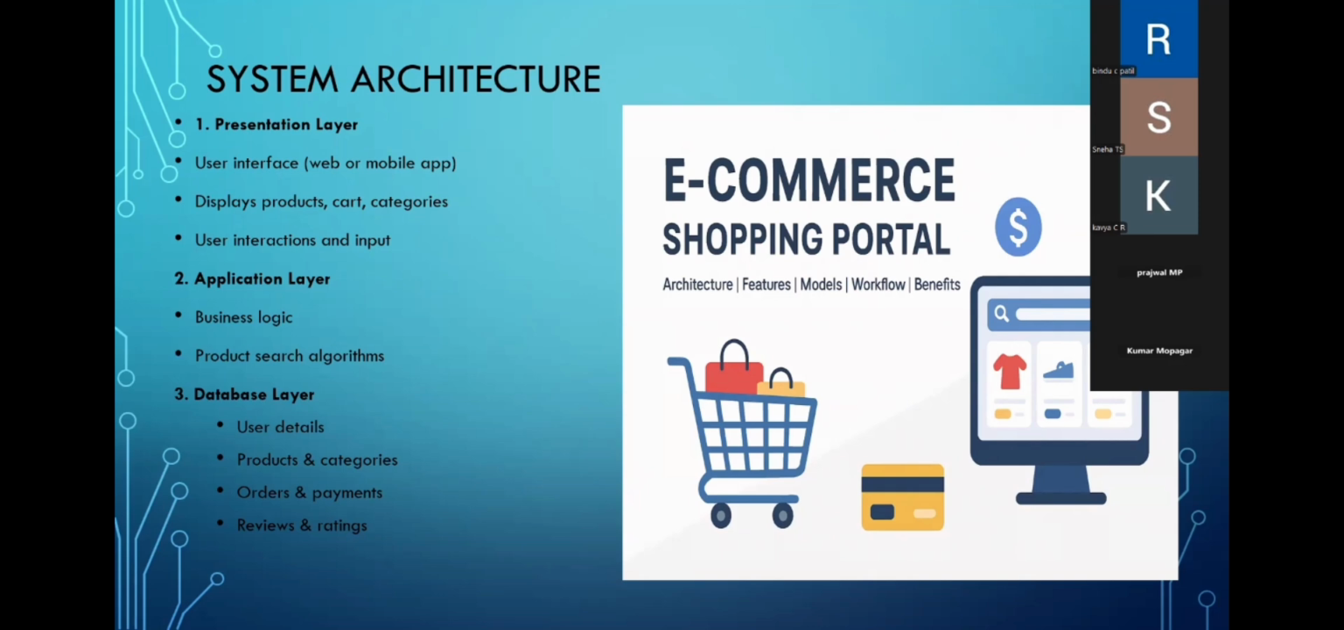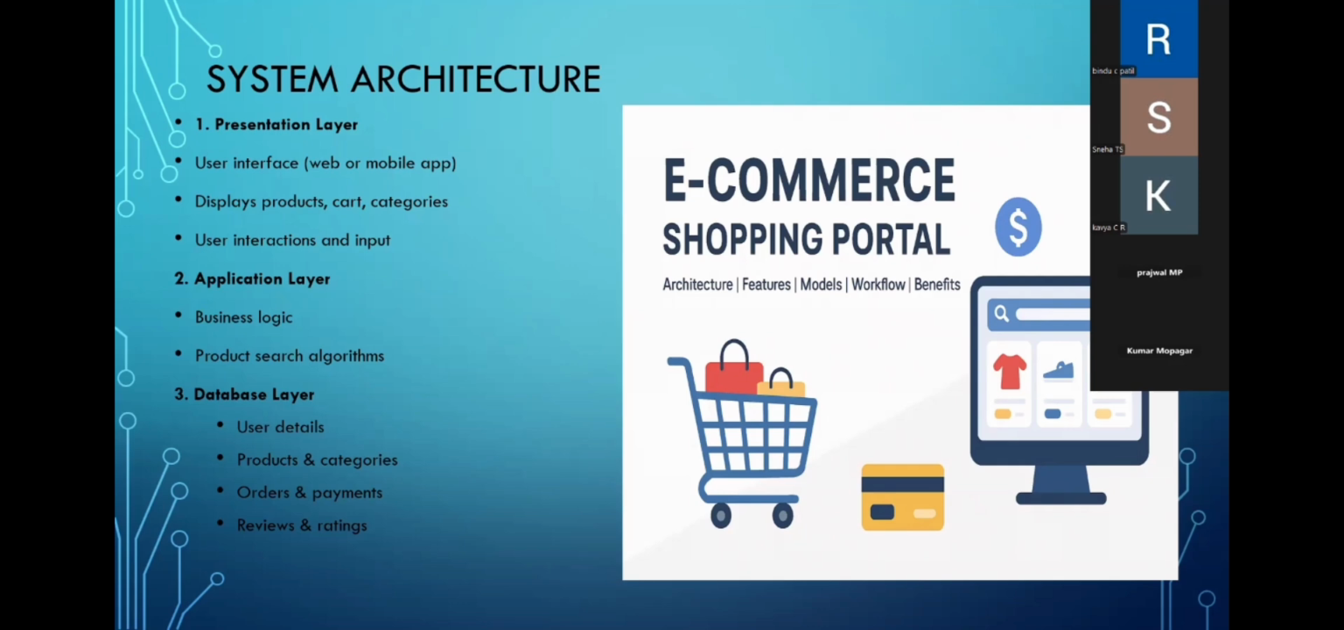Next we will see the application layer. The application layer is the middle layer, the business logic layer. It processes user requests such as applying business rules and running the product search algorithm, and managing the workflow between the UI and database.